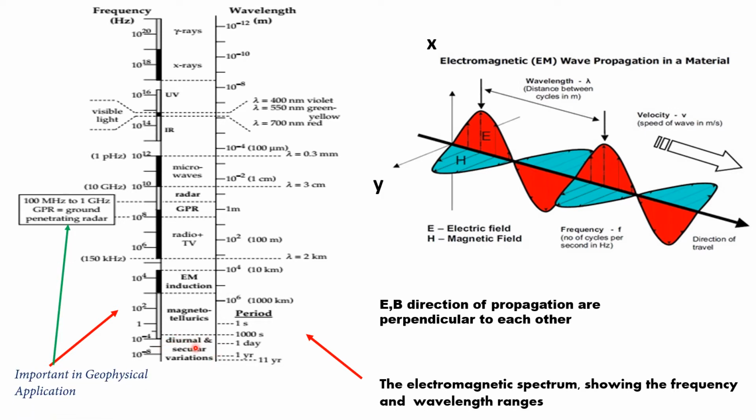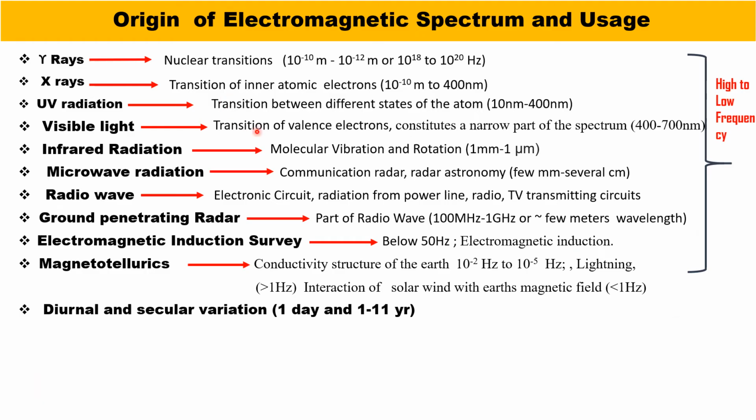And talking about the geophysical application, in these two ranges, ground penetrating radar uses the wave equation of Maxwell, and then electromagnetic induction, where we have to take care of the wave equation in a conducting medium. That means where J is equal to sigma E and rho is not equal to 0, and this is the whole range of the frequency spectrum. Next we'll talk about the origin of the electromagnetic spectrum and its usage.